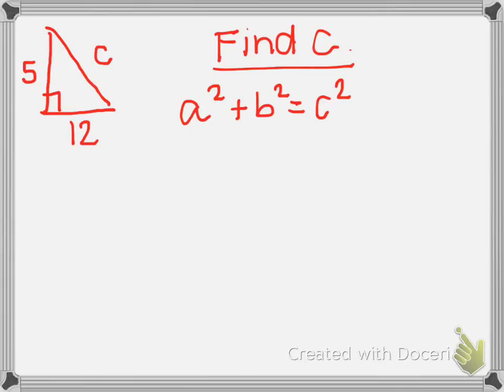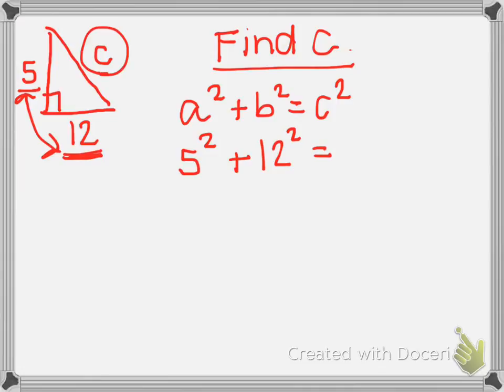And like I said, you can interchange your legs. So you could have put the 12 here and the 5 down here. It does not matter. So I'm going to put the 5 in as my a squared. So we're going to take 5 squared plus, and then my b squared will be the other leg, which would be 12 since I already used the 5. That's going to be squared. And we don't know our c. That's what we are looking for. So this is just going to remain c squared.